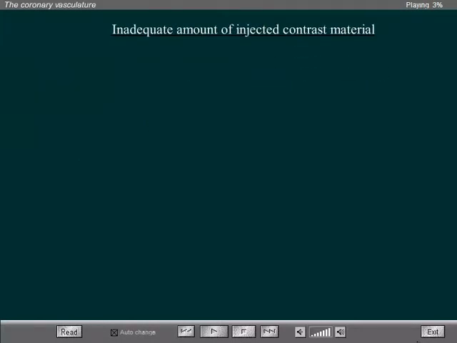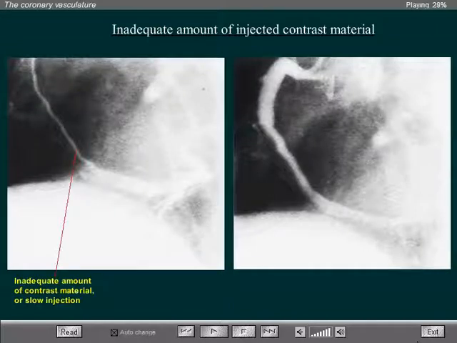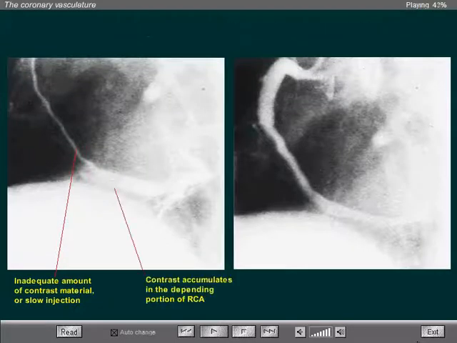The area of narrowing that we see in this right coronary artery is due to streaming, and this is due to inadequate amounts of contrast material or a slow injection, where the dependent part of the coronary artery collects contrast and simulates an area of diffuse narrowing.